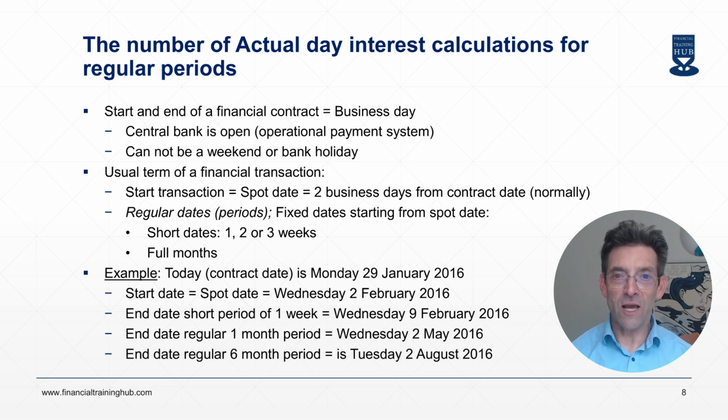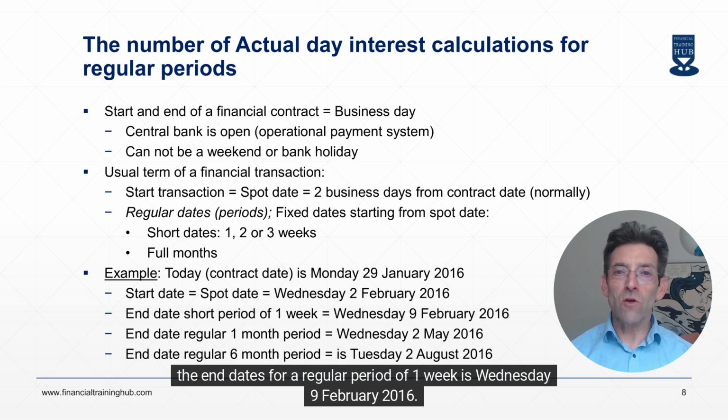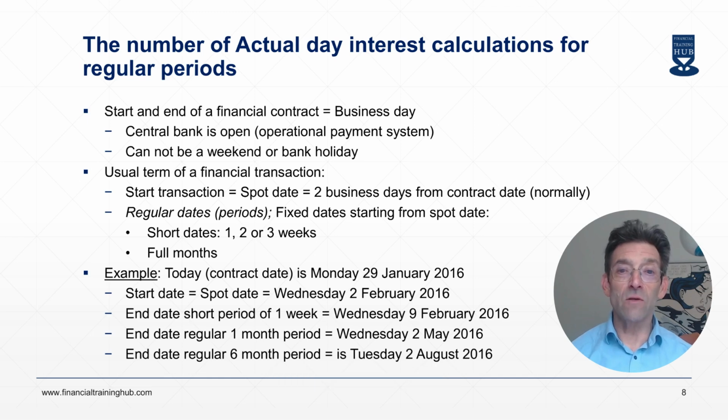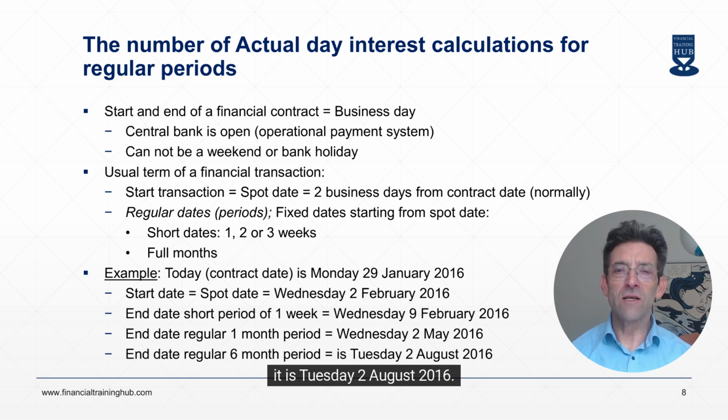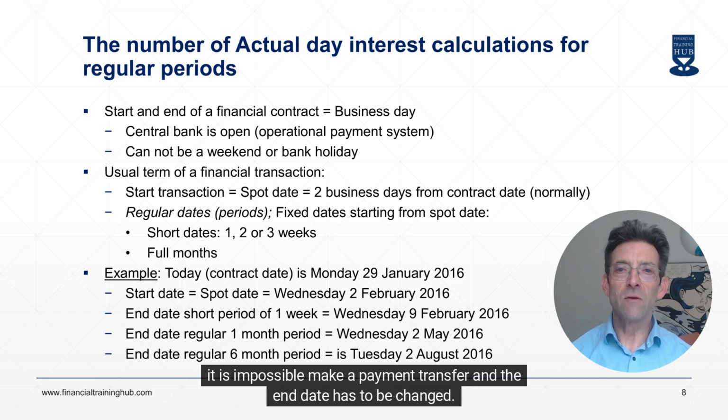For example, if the contract date is Monday the 29th of January 2016 and the spot date is Wednesday the 2nd of February 2016, the end date for a regular period of 1 week is Wednesday the 9th of February 2016. The end date for a regular period of 1 month is Wednesday the 2nd of May 2016. For 6 months, it is Tuesday the 2nd of August 2016. If the maturity date of a regular period is not a business day, it is impossible to make a payment transfer, and the end date has to be changed.